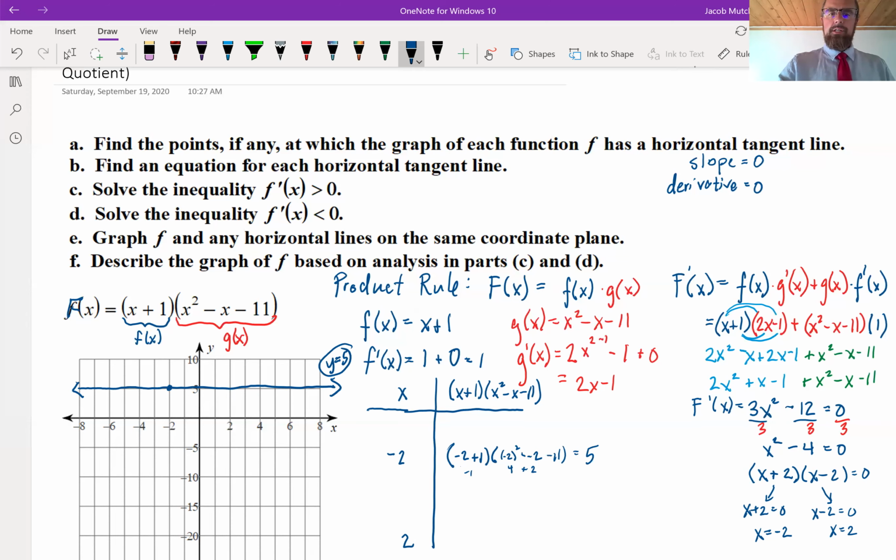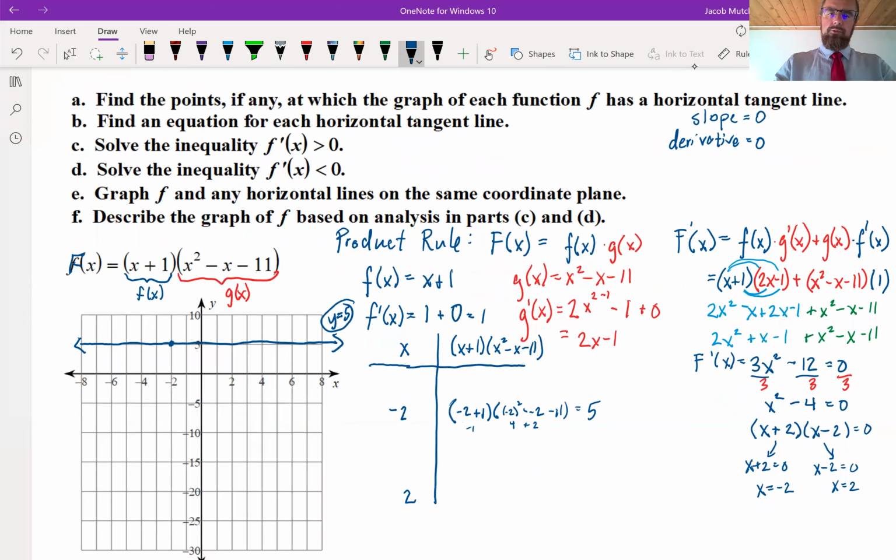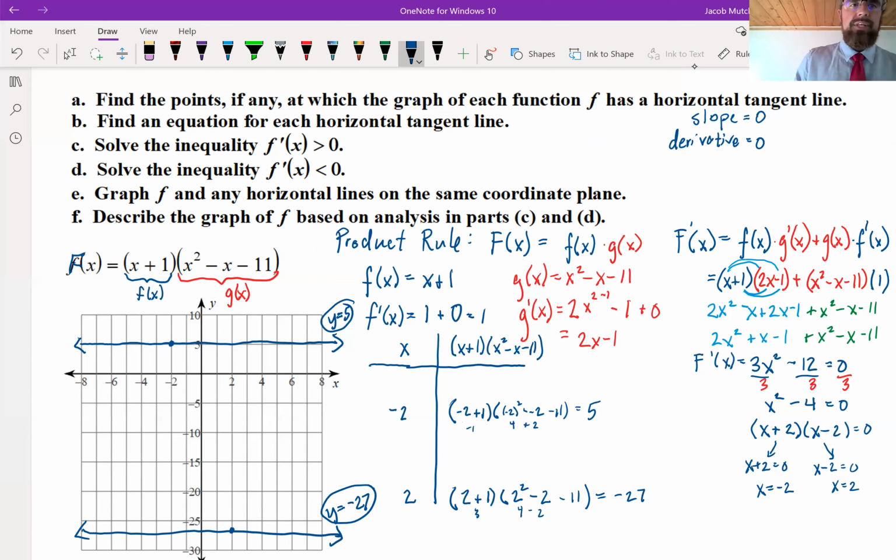Let's catch the other tangent line by doing a similar substitution now with positive 2. So that's 2 plus 1, so that's going to be 3, times 2 squared minus 2. So that's 4 minus 2 minus 11. So that's going to be 4 minus 2 is 2. 2 minus 11 is negative 9 times 3 is negative 27. So I can find it at positive 2, negative 27. I've got to estimate there. I have a second horizontal tangent line. And I'll put its equation, y equals negative 27. So that takes care of parts A and B. We'll come back to parts C and D.